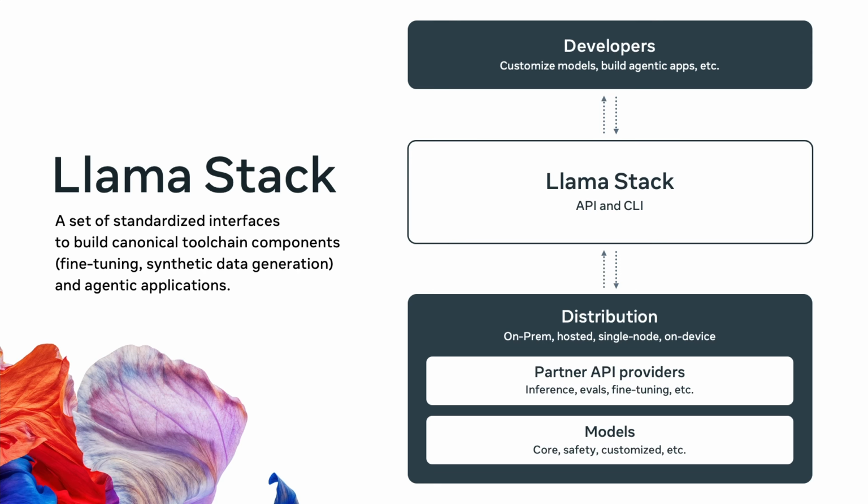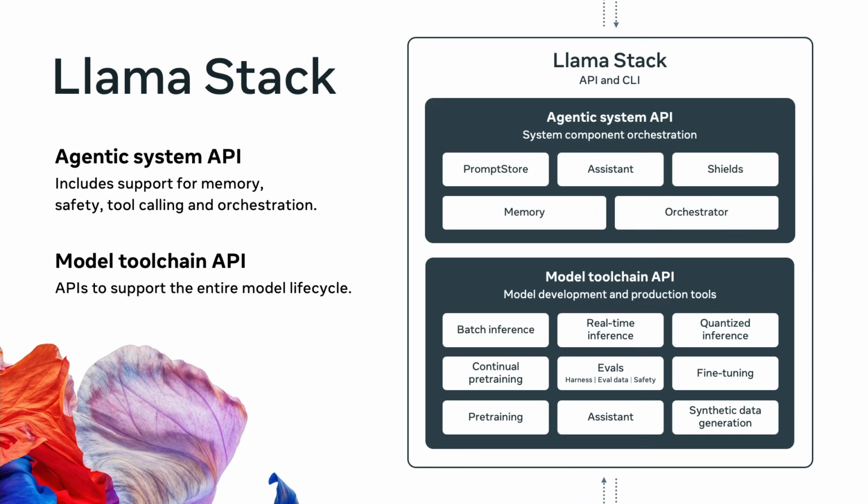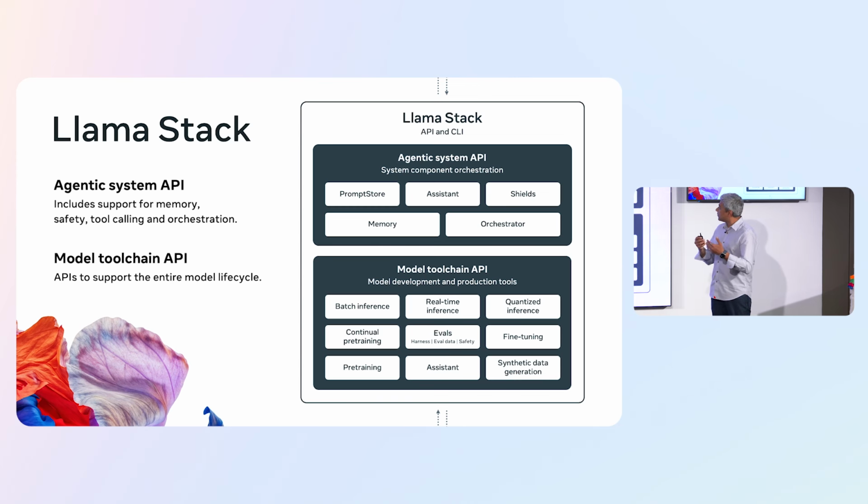So Llama Stack itself started off as a set of APIs. Like I mentioned, there is the model toolchain API. It includes all the different capabilities, like doing inference, doing fine-tuning, running evals, even doing things like continual pre-training and so on. And then on top of that, in terms of the primitives that you need to build out applications, you need RAG or memory, which is the more generic term for RAG. And then, of course, safety and shields for safety.